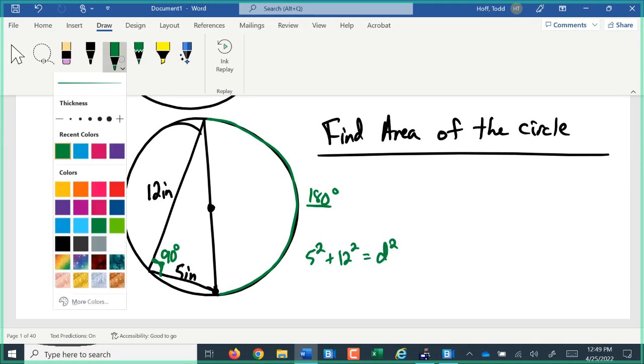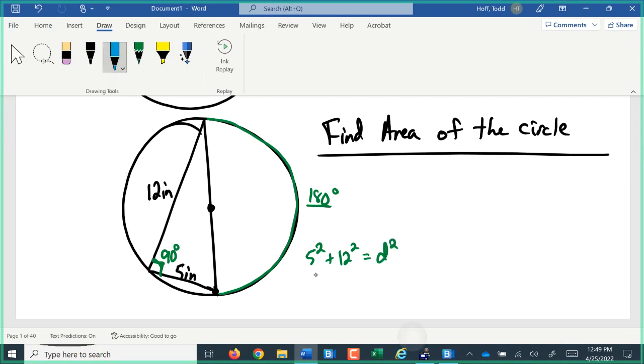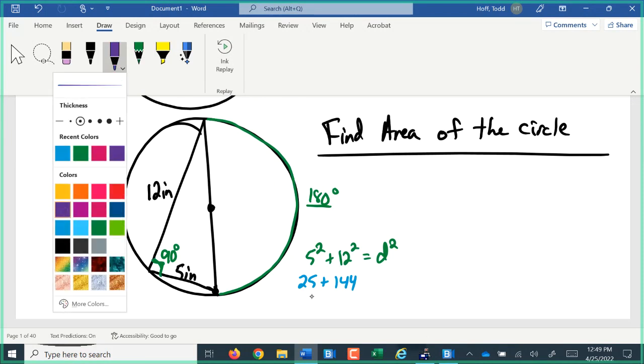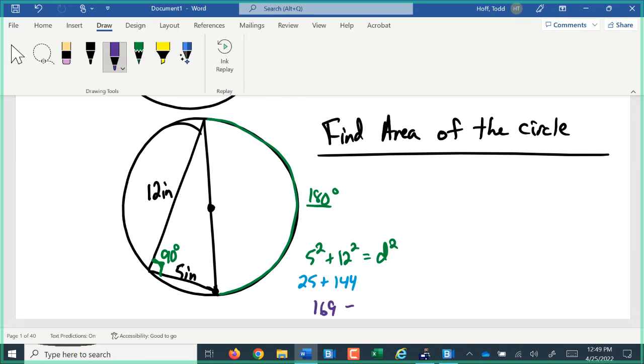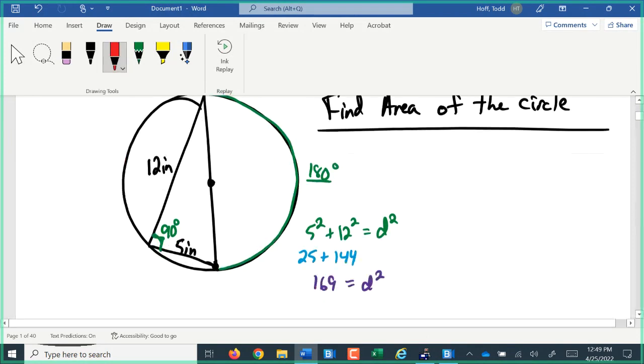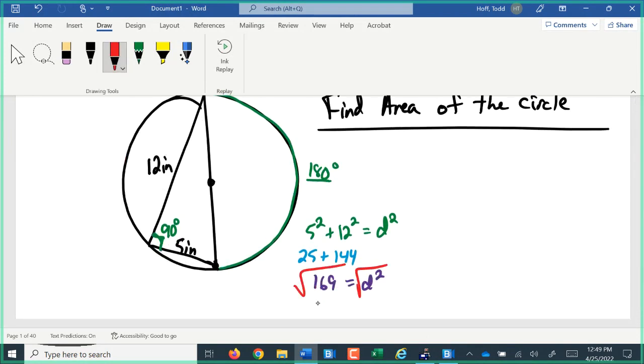5 squared plus 12 squared equals the diameter squared. What's 5 squared? What's 12 squared? 144. If I add those together, I get 169. 169 equals d squared, and then you square root of 169. The square root of 169 is 13. My diameter is 13 inches.